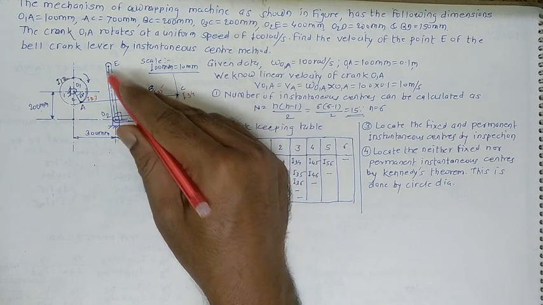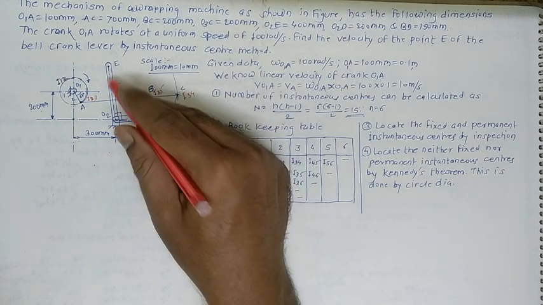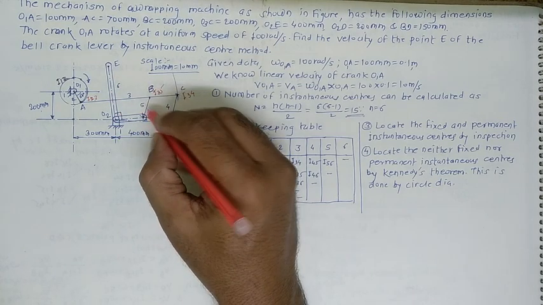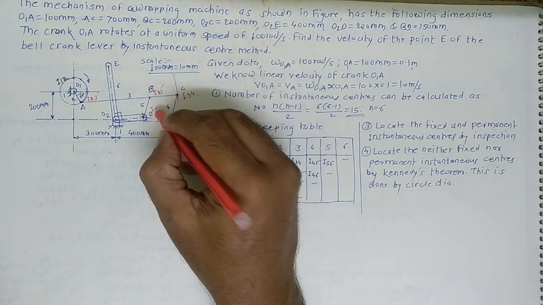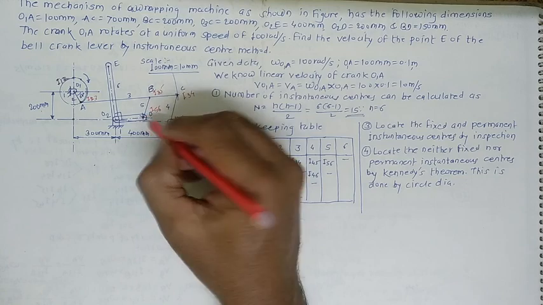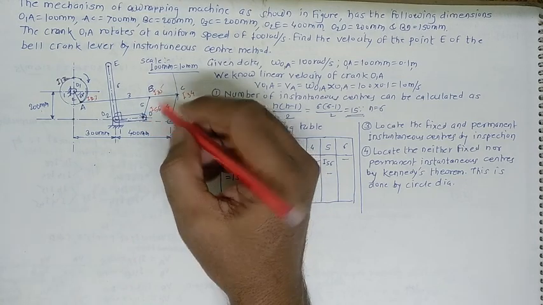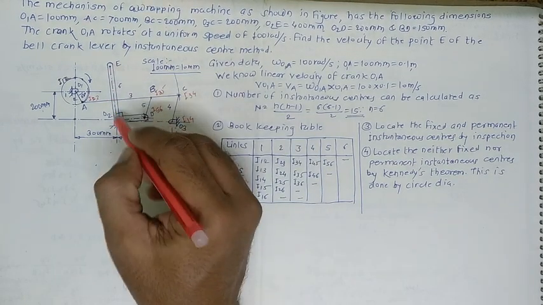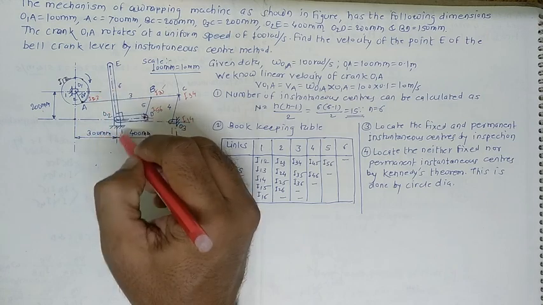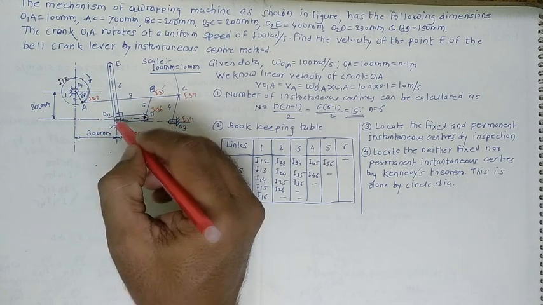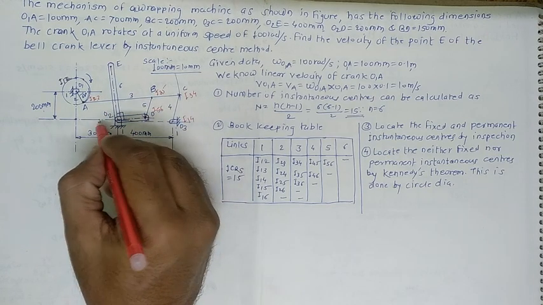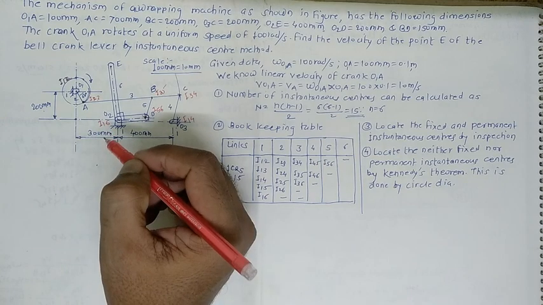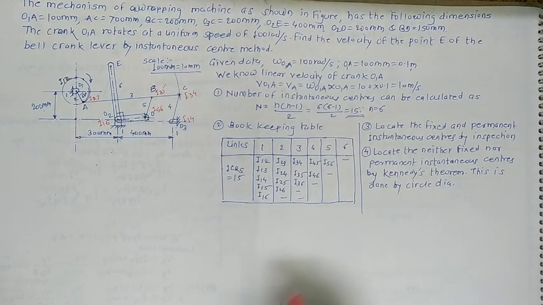The entire bell crank lever indicates link number 6. So here I56 should be given at this spot. Okay, then what about the next one? Number 6 is given for this bell crank lever and number 1 is given for this fixed link. So this should be I16.